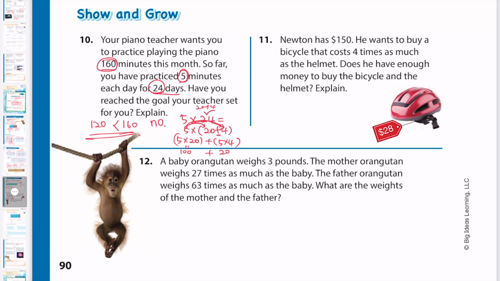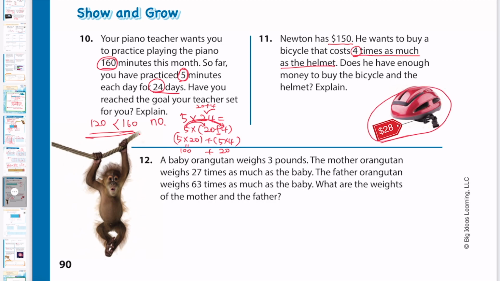Okay? Now number 11. Newton has $150. He wants to buy a bicycle that costs 4 times as much as the helmet. Does he have enough money to buy the bicycle and the helmet? Explain. How much does the helmet cost? Yes, $28, right? But the bicycle is what? 4 times as much as the helmet. So you need to find out how much the bicycle is. So 4 times what?